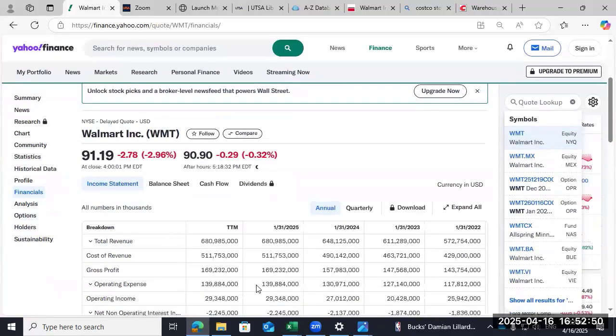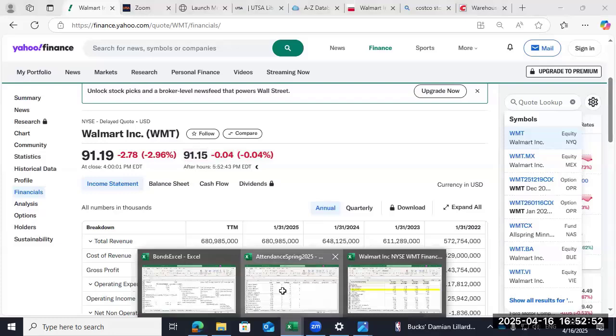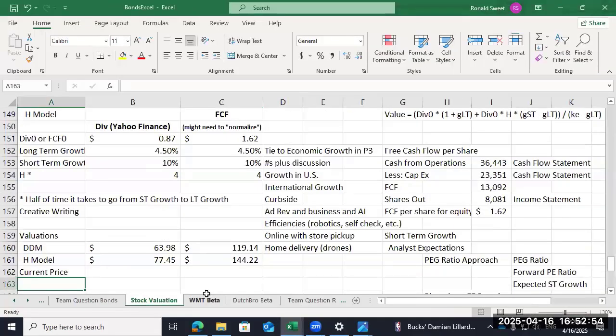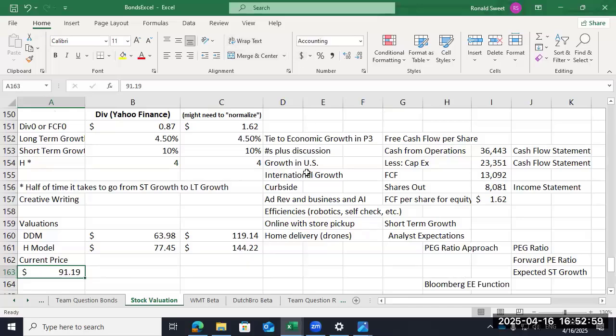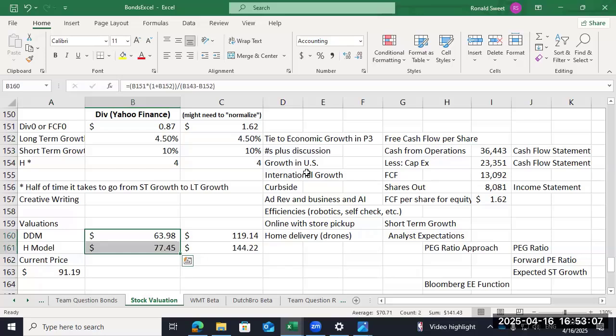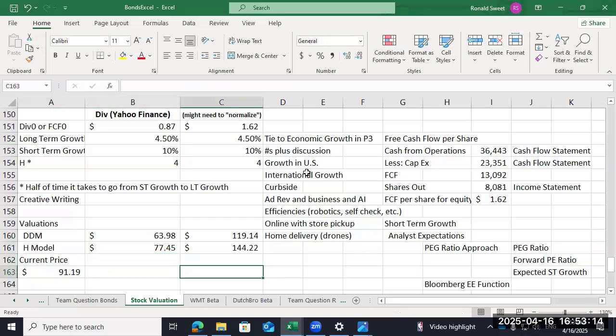The current price is 91.19. Make sure you put the current price in there. That's really important. If I use the dividend discount model, I'd probably not be recommending a buy on this stock, because this is what I think it's worth, 63 to 77 bucks, and it costs 91. If I use free cash flow, I'd probably be putting a buy. So, buy recommendation.